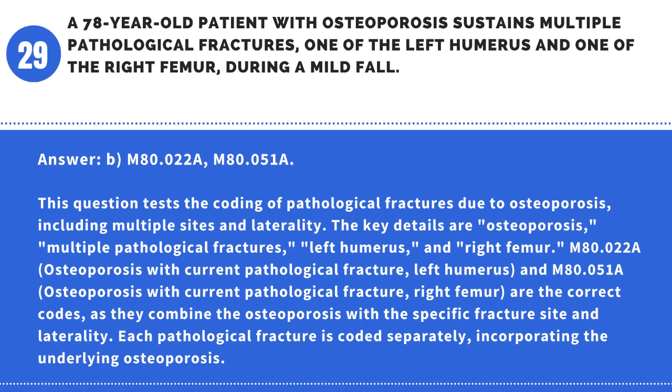This question tests the coding of pathological fractures due to osteoporosis, including multiple sites and laterality. The key details are osteoporosis, multiple pathological fractures, left humerus, and right femur. M80.22XA, osteoporosis with current pathological fracture, left humerus, and M80.51XA, osteoporosis with current pathological fracture, right femur, are the correct codes, as they combine the osteoporosis with the specific fracture site and laterality. Each pathological fracture is coded separately, incorporating the underlying osteoporosis.